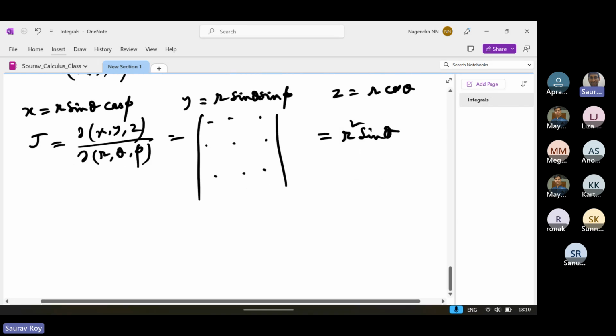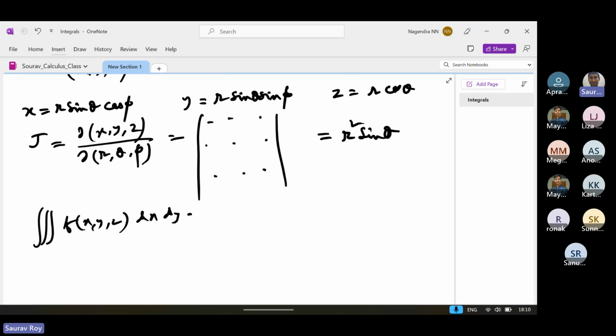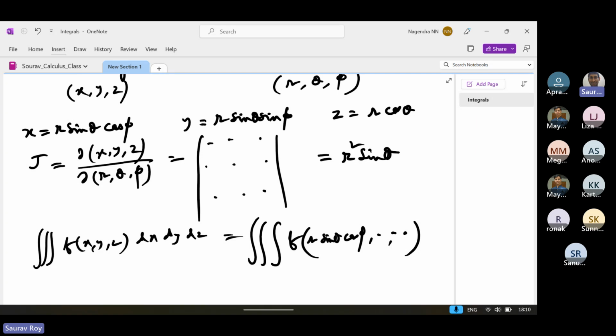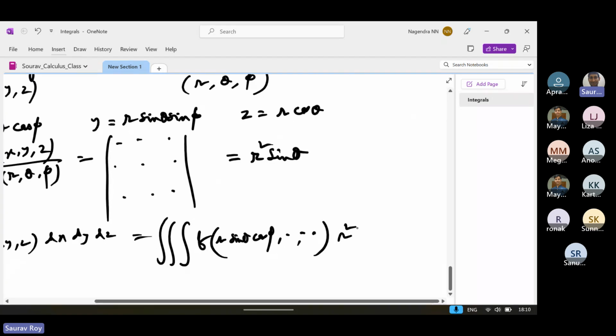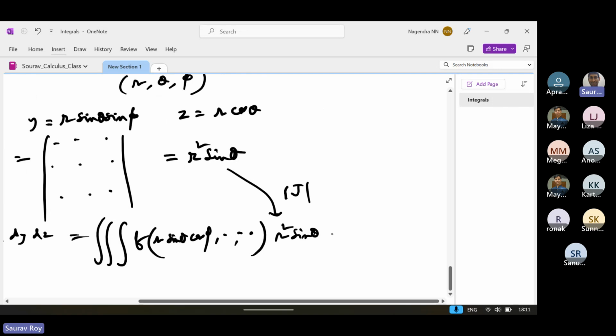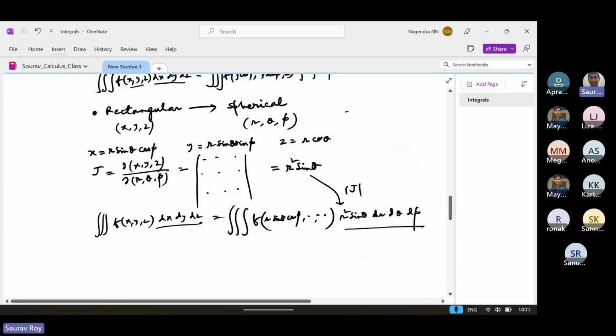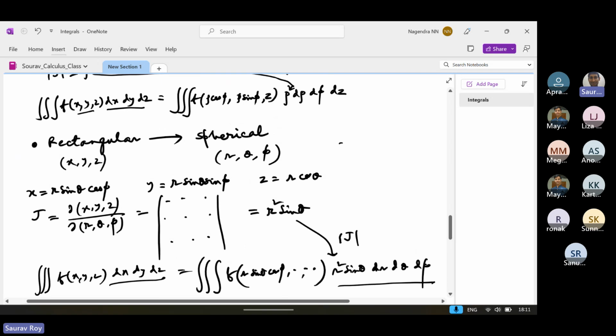Similarly, an integral like f of x y z dx dy dz can be written as f of r sin theta cos phi and the other terms, and the mod Jacobian will come here, r square sin theta. This is the modulus of the Jacobian, and we will take dr d theta d phi. So this dx dy dz is the volume term. Yeah, so this is the part for Jacobian.